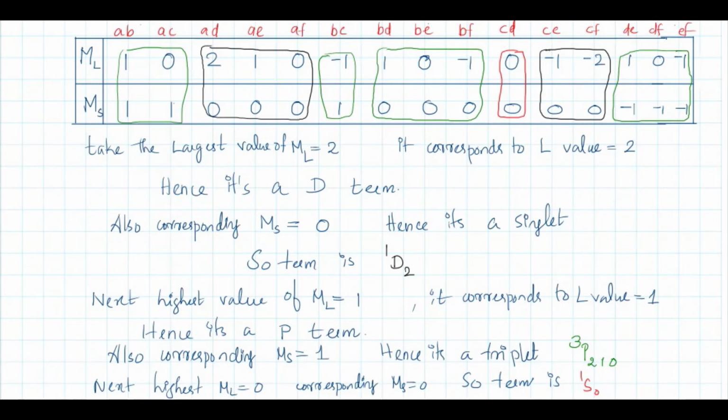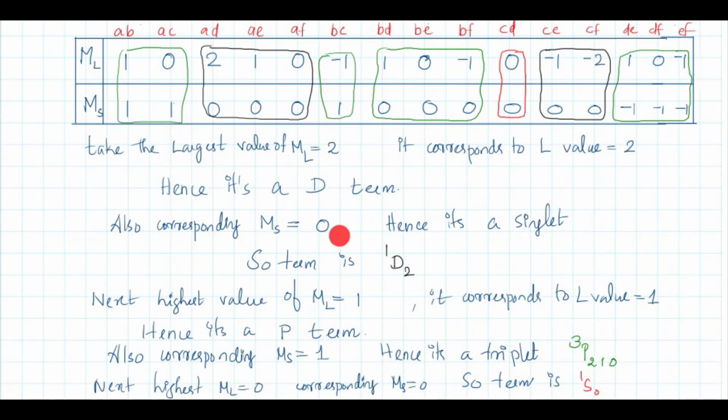If you avoid this box and this box, the next highest ML value is 1. It corresponds to L value 1. ML equal to 1 means there will be an L value of 1, because for L value 1, ML values are 1, 0, minus 1. So L value 1 means it is a P type. Now go to that ML 1. What is the corresponding MS? It is 1.